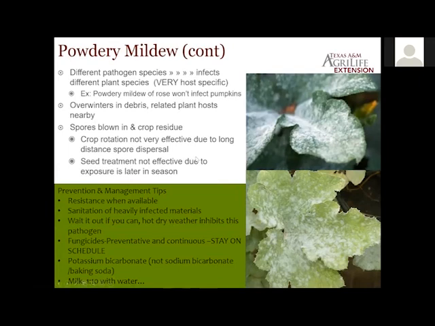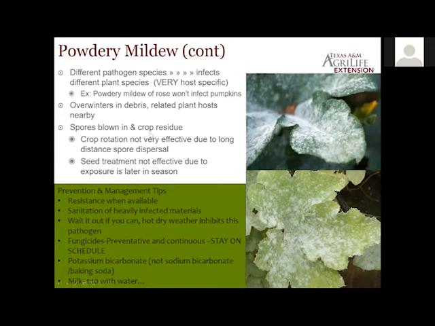Different pathogen species do infect different plant species. This is very, very host specific. So like powdery mildew on roses will not infect your crepe myrtles. Powdery mildew on crepe myrtles will not infect your zucchini. So it's very host specific. It overwinters in old crop debris, so sanitation of all that old junk is really important. And also, I say related plant hosts nearby, but I should have put volunteers. I shouldn't have put related, that's my mistake.